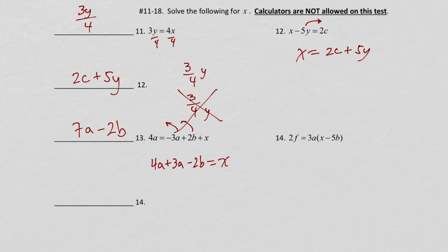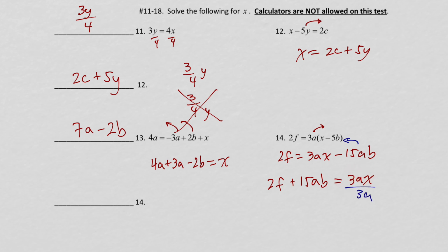The first thing I'm going to do here is get rid of my parentheses. So I'll distribute this, and I'll get 2f is equal to 3ax minus 15ab. Now, I'm after this term right here, so I want to move this term. And if this is negative on this side, when I move it, it becomes positive on this side. So I have a 2f plus a 15ab. And if I'm solving for x, I've got to divide out the 3a. So my final answer is x is equal to 2f plus 15ab all over 3a.